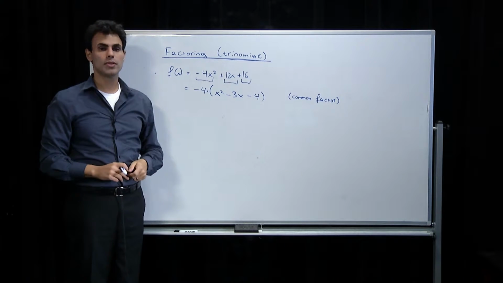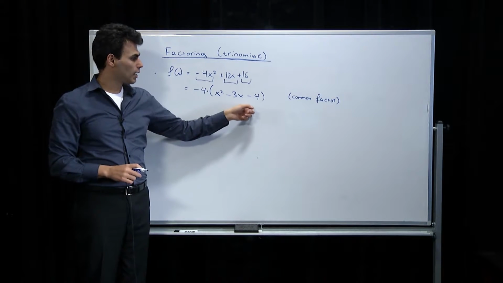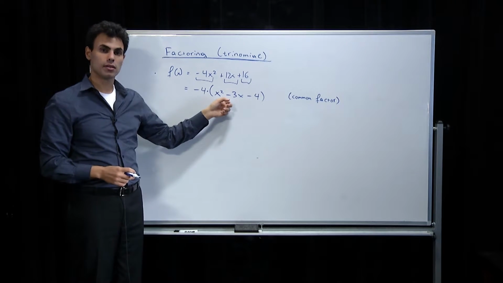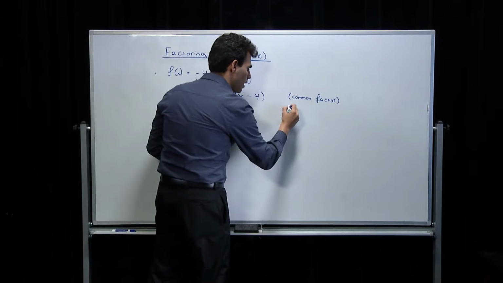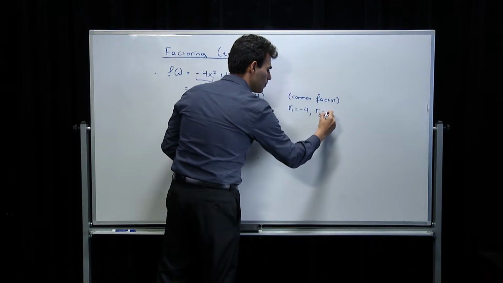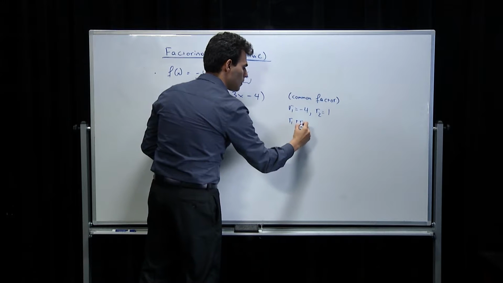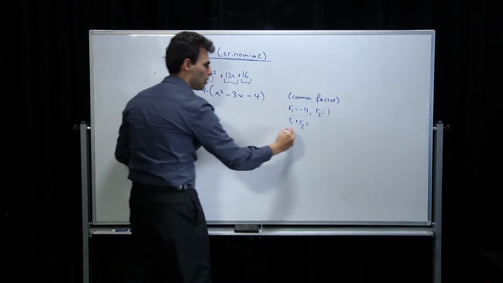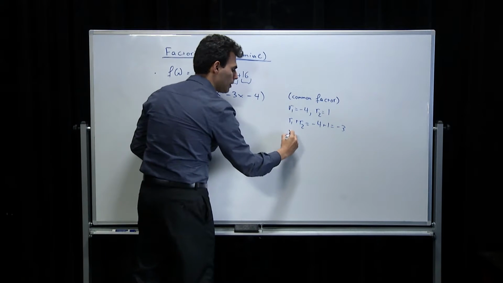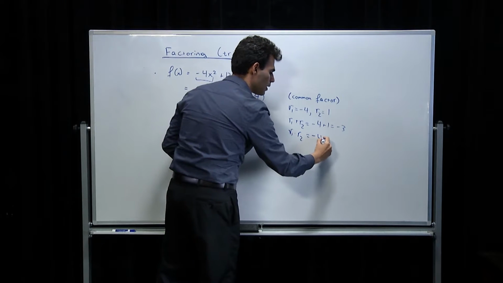I claim that these numbers are minus 4 and plus 1. Let's think about it for a second. Minus 4 times plus 1 gives you the minus 4. Minus 4 plus 1 gives you the minus 3. So we call these, let's say, R1 and R2. As you can see, when we do R1 plus R2, we get exactly the minus 3, this term, that is. And when you multiply them, R1 times R2, you get minus 4, obviously. Minus 4 times 1 equals minus 4.